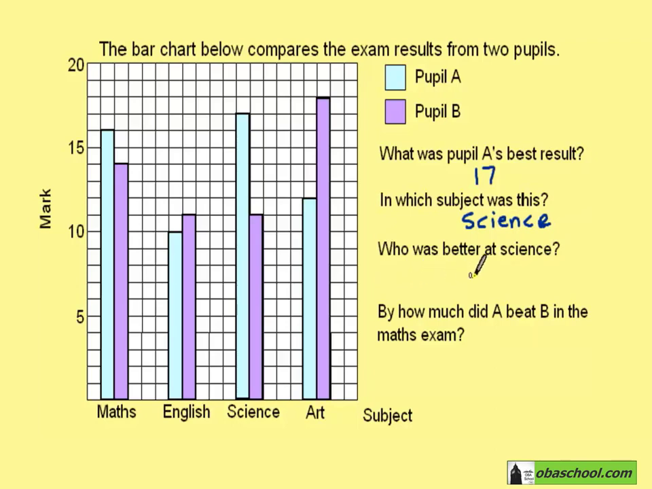Who was better at science? Look at science, and the blue bar is the highest. Therefore, pupil A was best.